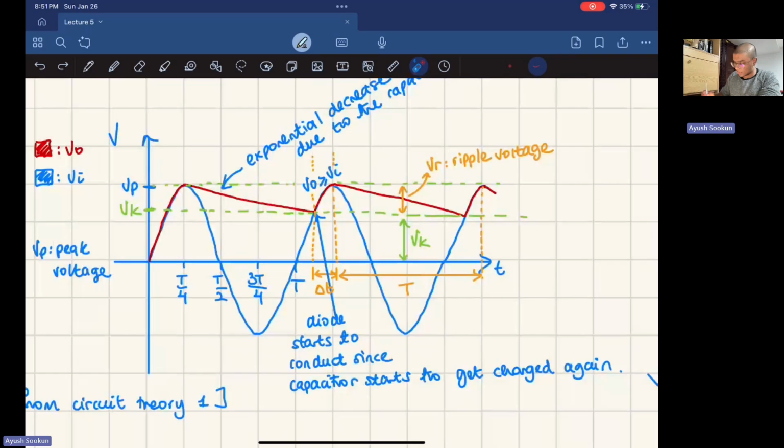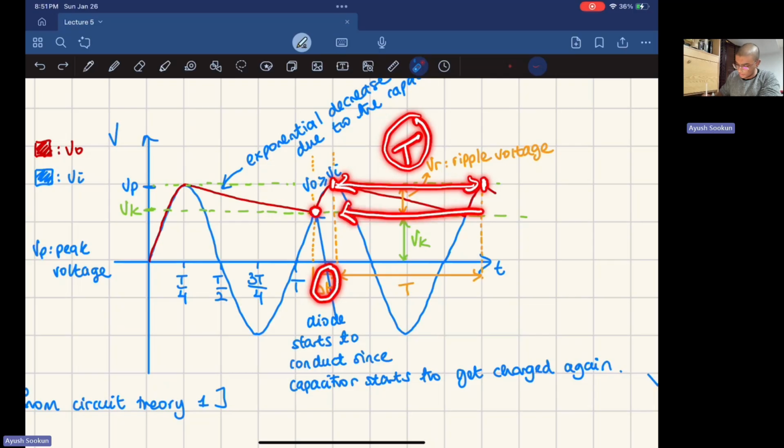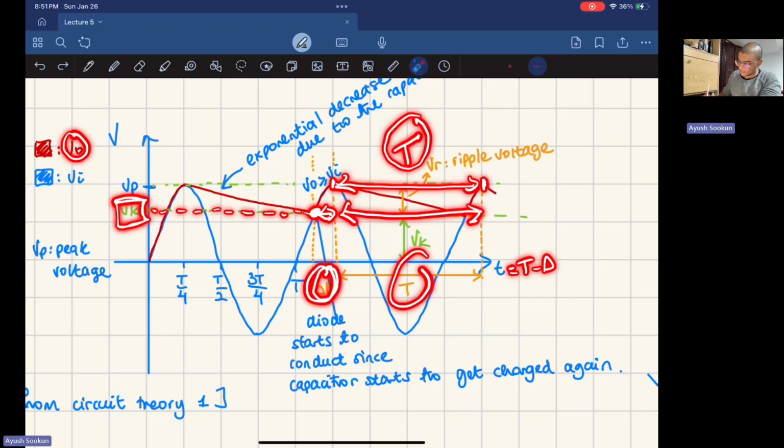All right. So this is a peak and this is a peak. So this is a period T, right? And if I take that T, I minus some delta T to it, I get this point, right? So this is T minus delta T, I come to this point. This point, if I extrapolate here, I'm going to call it Vk. Now, what is Vk? Vk is the output voltage at T minus delta T. So when the time is equal T minus delta T, V output equals Vk.